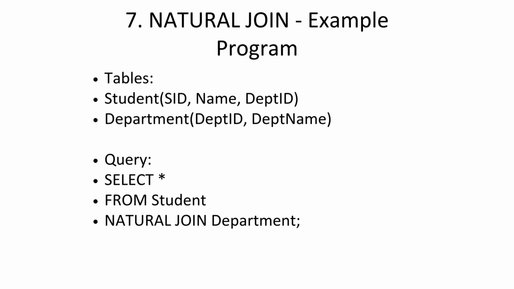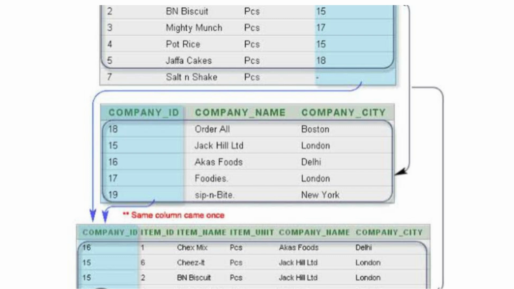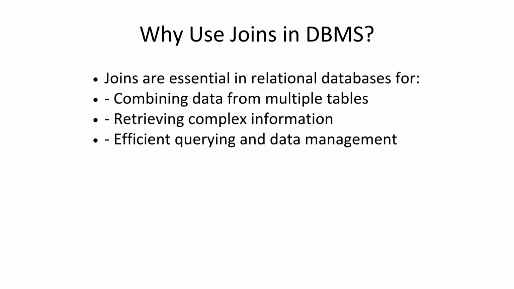Why use joins in DBMS? Let's summarize why joins are so important. They combine data from multiple tables, help you retrieve complete, meaningful data, and allow efficient and flexible querying in real applications like banking, inventory, or school systems. Joins help present full information without duplicating data.